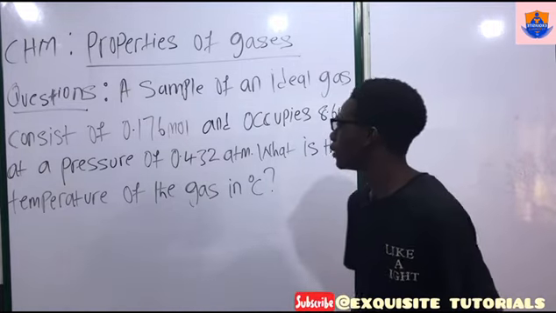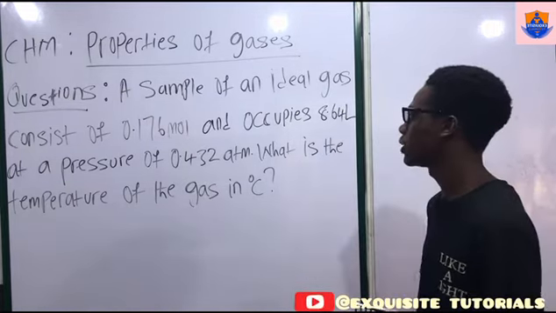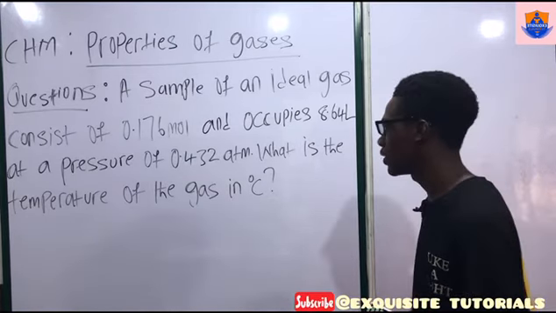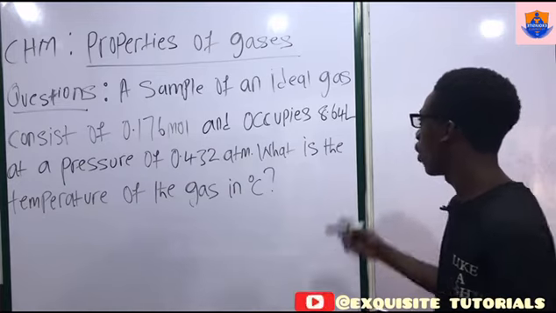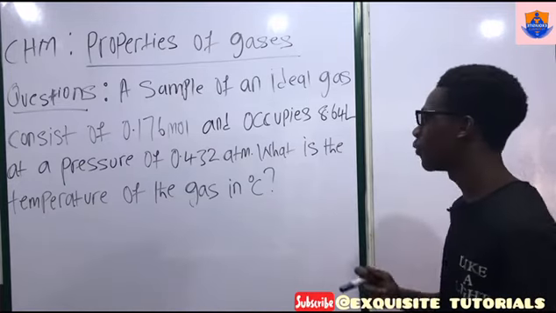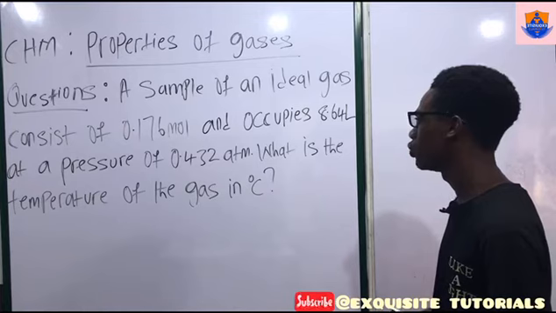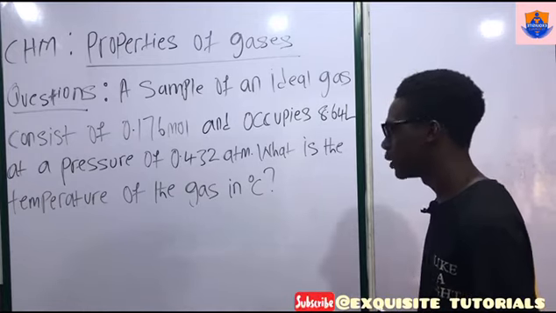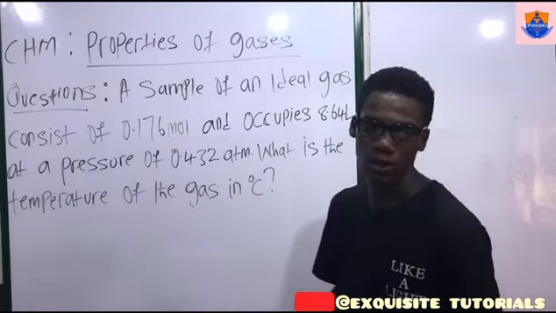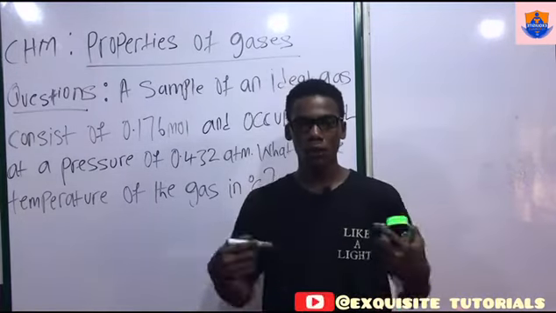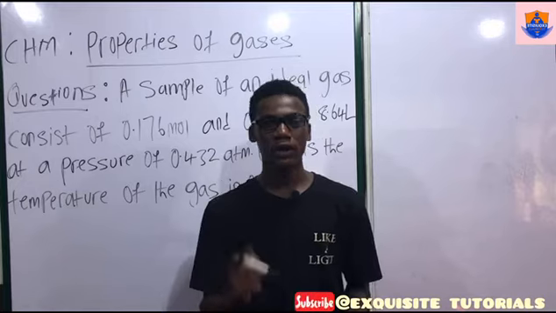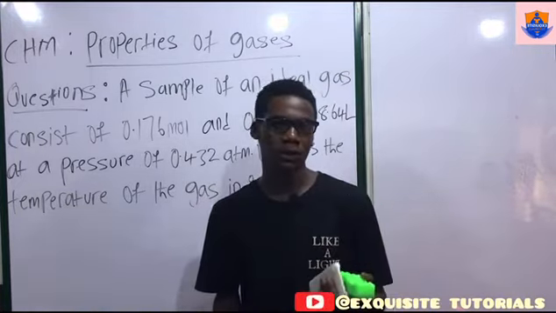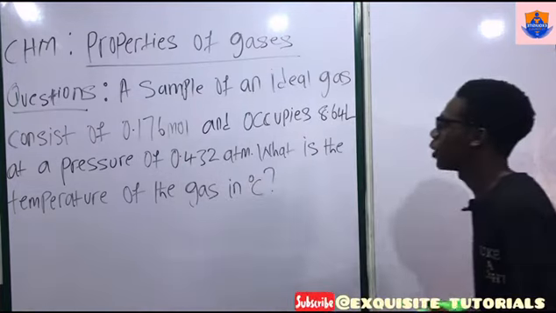Now, let's read this question. The question says: a sample of an ideal gas consists of 0.176 mole and occupies 8.64 liters at a pressure of 0.432 atm. What is the temperature of the gas in degrees Celsius? Although you can't get this from the write-up here, you can only get it when you write out your parameters. So now let's write out our parameters given.